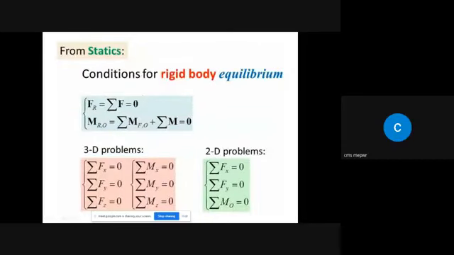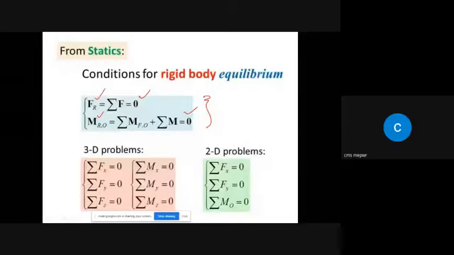Again, let's make an analogy to the statics course. The condition for rigid body equilibrium, if you remember what we were studying in that, is that the summation of forces should be equal to 0, and the summation of moments about some reference point should also be equal to 0. That was basically the condition for rigid body equilibrium.